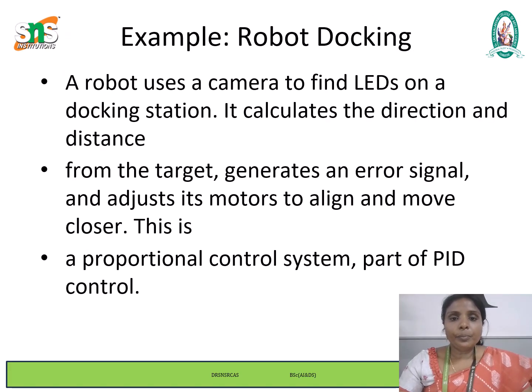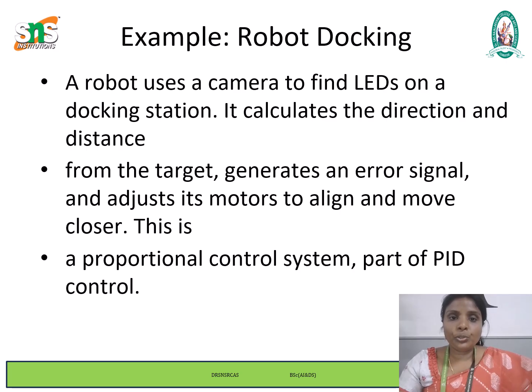Next, we see an example: robot docking. A robot uses a camera to find an LED on a docking station. It calculates the direction and distance. The robot docking system relies on the proportional control mechanism, which is a part of the broader PID control system. In this setup, the robot uses a camera to locate LEDs on the docking station, calculating both the direction and distance of the target.